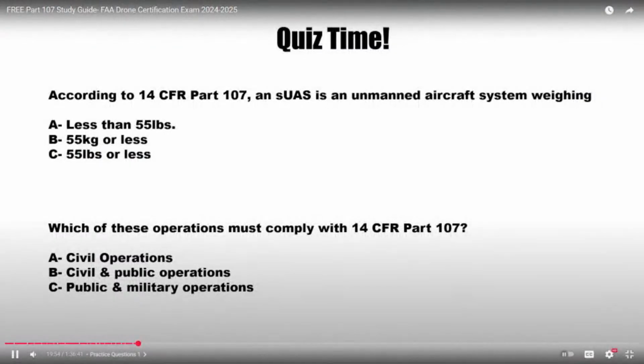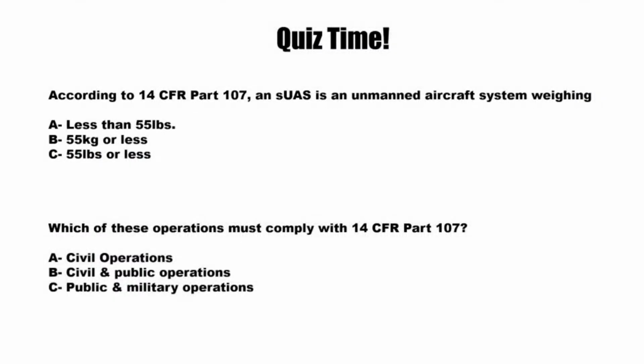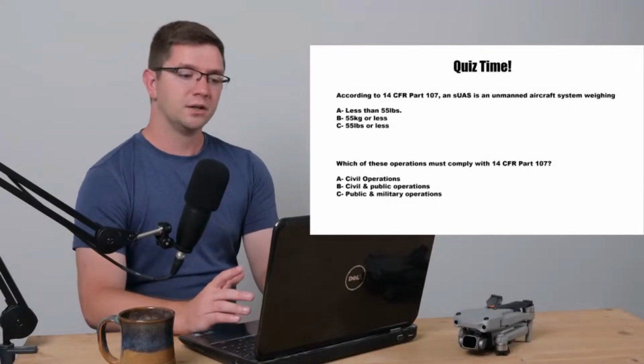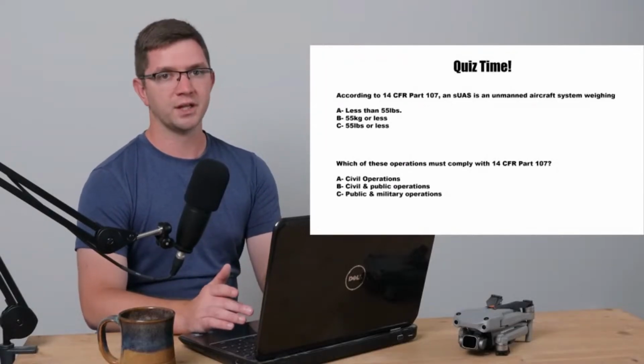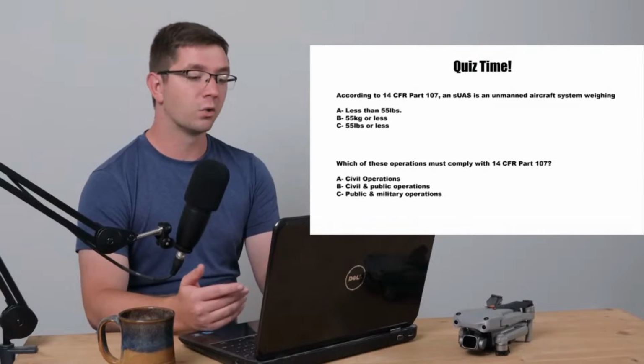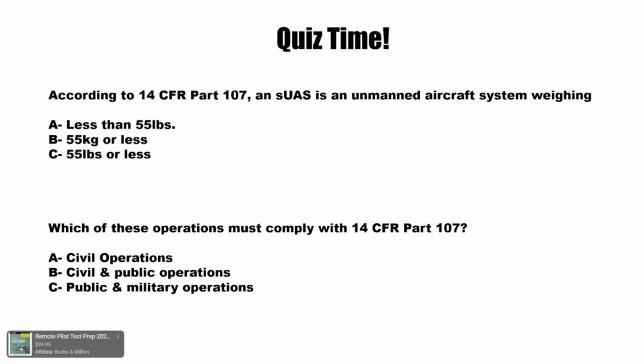Let's take a moment to look at some sample questions you might see on your exam. Again, the FAA might have something similar to these, but these questions have also been publicly released by the FAA, so you may see them, you may not. First one, according to 14 CFR Part 107, a small UAS is an unmanned aircraft system weighing what? And which of these operations must comply with 14 CFR Part 107?